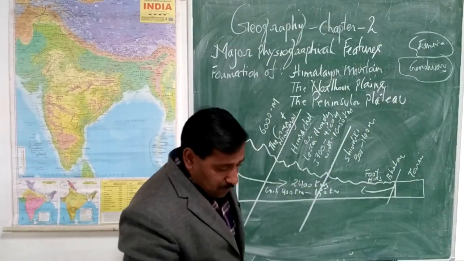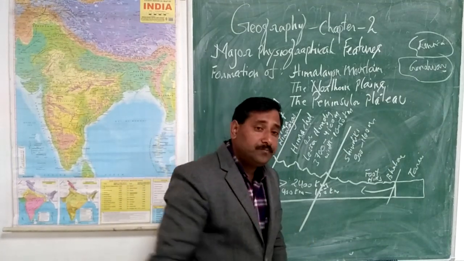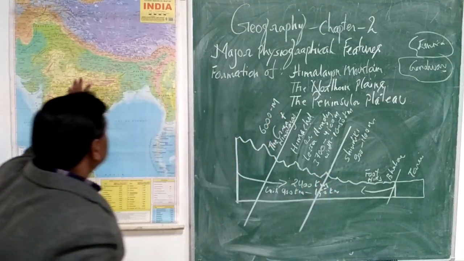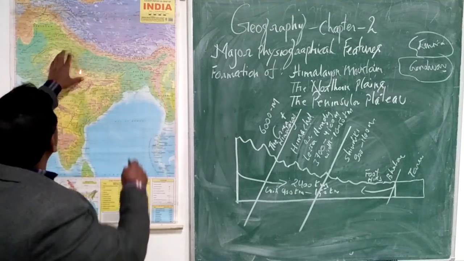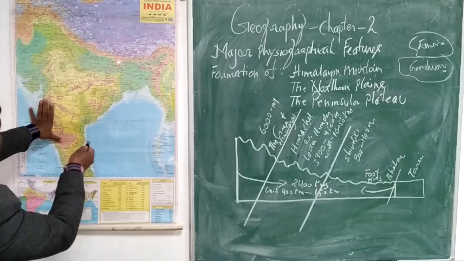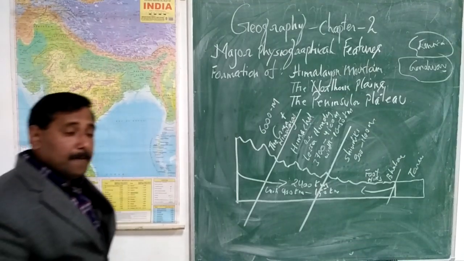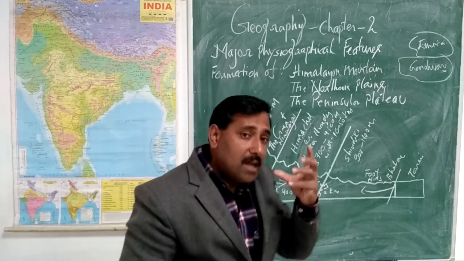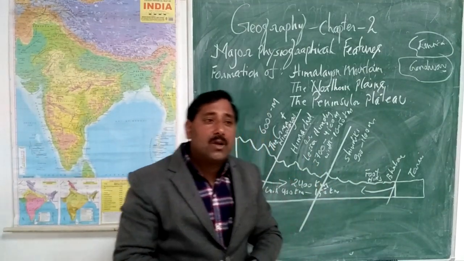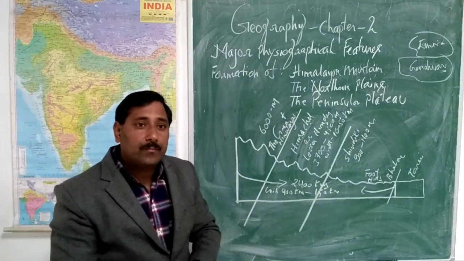These ranges are composed of unconsolidated sediments. This part of the Siwalis, the lower parts of the Siwalis, are composed of unconsolidated material, loose material, which means it contains pebbles, sand, silt.